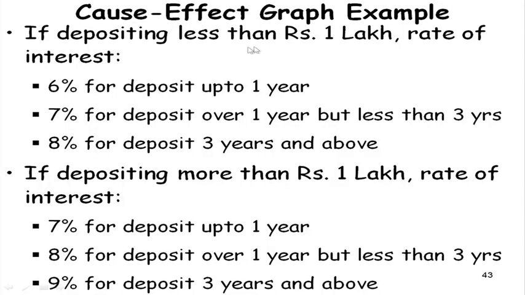In a bank, if we deposit less than 1 lakh rupees as the principal, then the rate of interest applicable is 6%, 7% or 8%, depending on whether the deposit is for 1 year, 3 years or 5 years. And if the deposit is more than 1 lakh, then the rate of interest is 7%, 8%, 9%, depending on whether it is less than 1 year, between 1 to 3 years or 3 years and above. So, let us try to develop the cause effect graph for this problem.